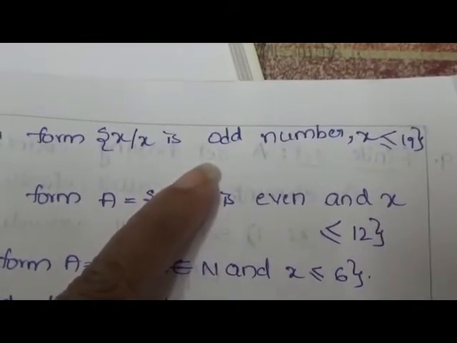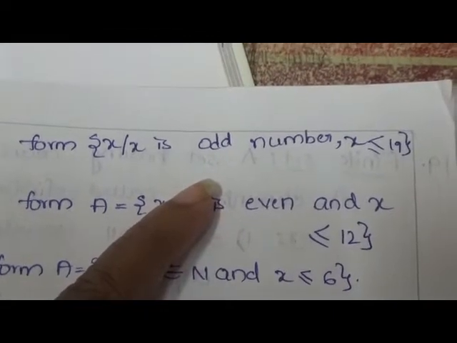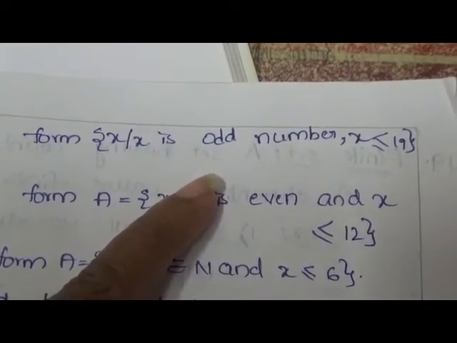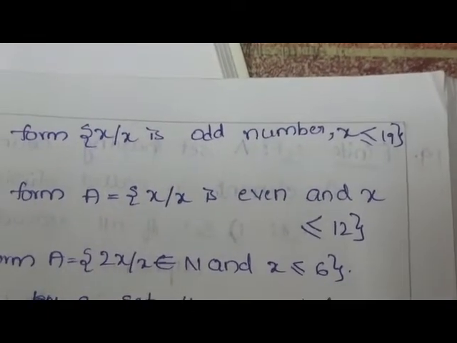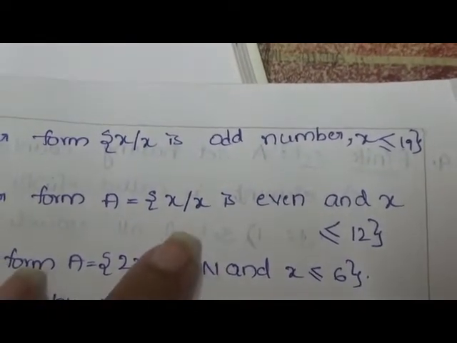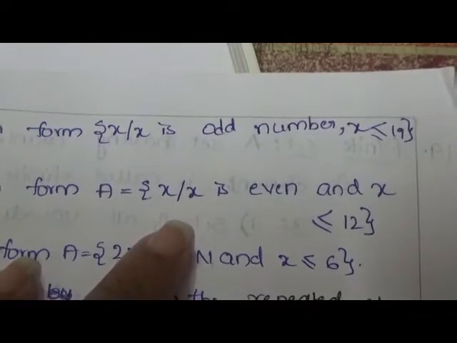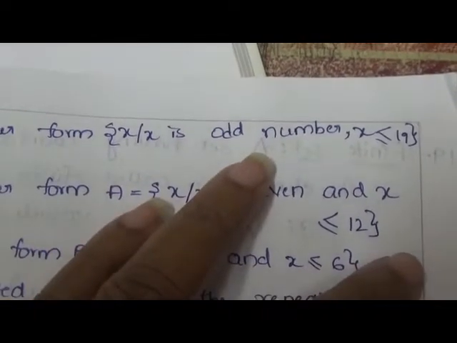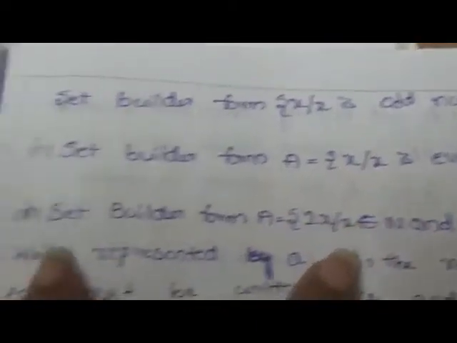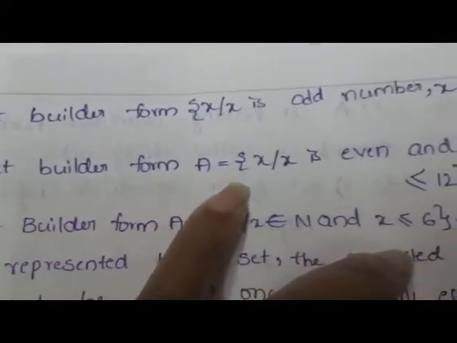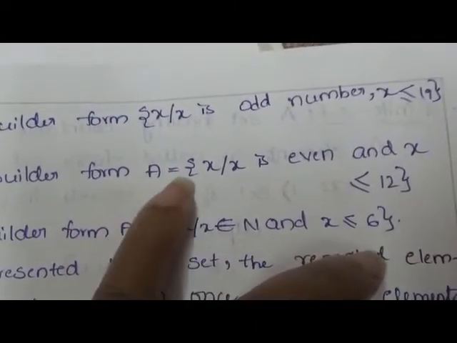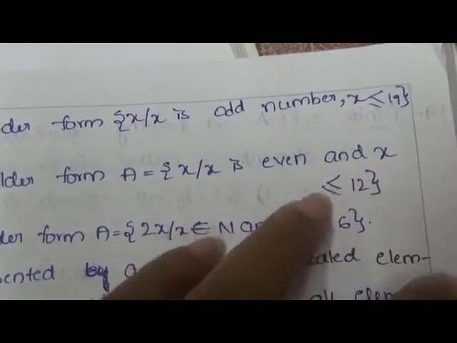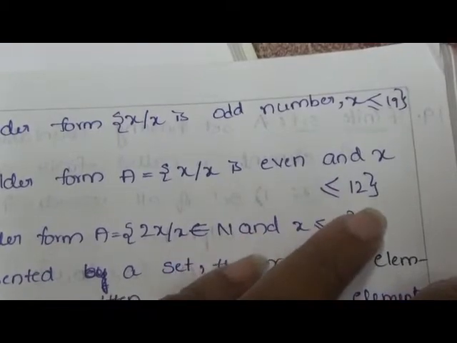This kind of set we call the set builder form. If you write 1, 3, 5, 7 and so on up to 19, just listing the numbers, that kind of set we call the roster form or listed form. And the common feature we write using x, we call the set builder form. For example, A is equal to {x : x is even and x is less than or equal to 12}.